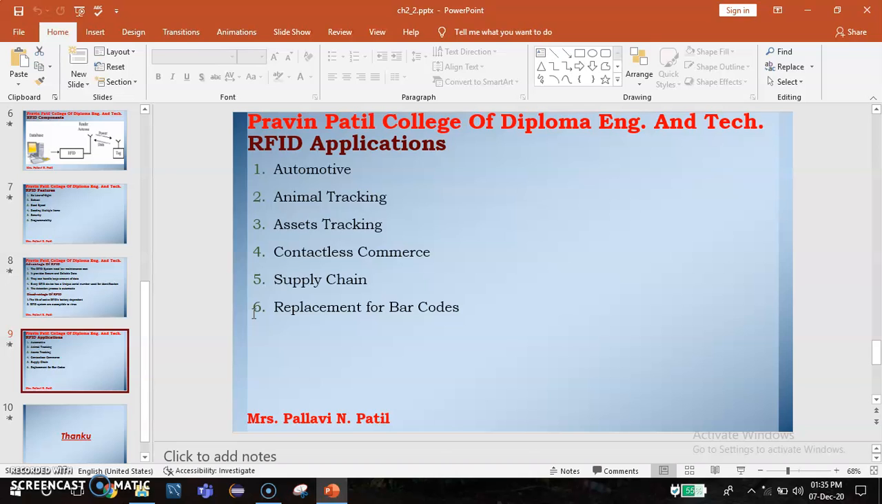The next, replacement for the barcode. RFID can offer a lot of advantages by replacing the barcode. One of the key differences between RFID and barcode technology is that RFID eliminates the need for line of sight reading that barcoding depends on. Also, RFID scanning can be done at greater distances than barcode scanning. These are the applications of the RFID.